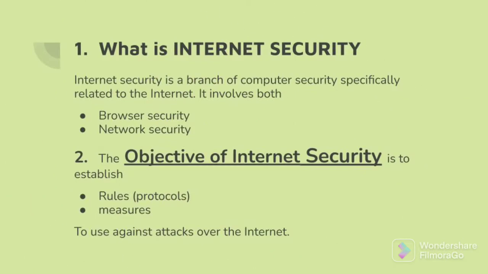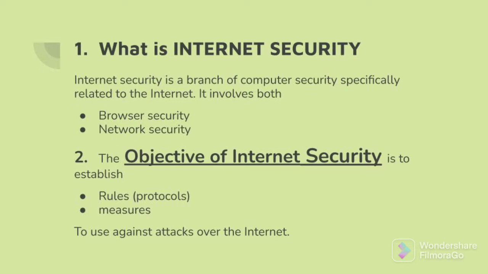So internet security is a branch of computer security specifically related to the internet. It involves both browser security and network security. So here it states that our data is not secure both over the network and inside the browser, and we may get attacked through the network or through the browser too. So our internet security basically concentrates on both of these sections, network security and browser security.